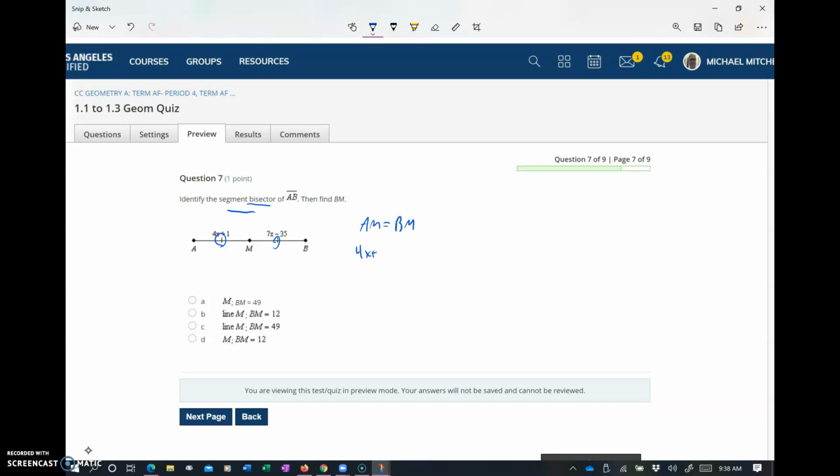So 4x plus 1 equals 7x minus 35. Use your algebra skills. That was the subtraction property of equality, addition property of equality. 36 equals 3x, division property of equality. There's my answer. So I get x is 12, but they're asking find BM. Make sure that you're going to do that.